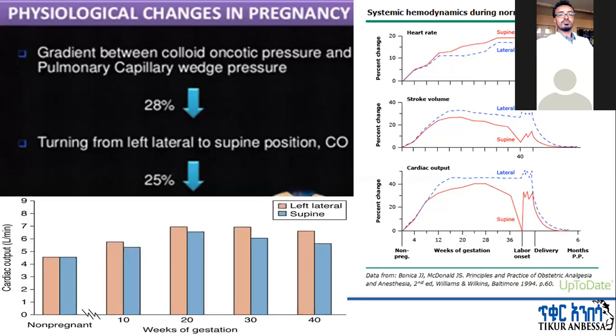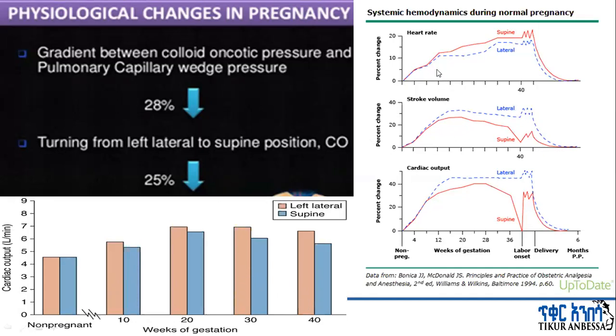And the other important thing is that turning patients from left lateral position to supine position decreases cardiac output by 25%. As you see, the red are left lateral position, the blue are supine position. Whenever a patient assumes supine position at any trimester, there will be a decrease in cardiac output. So see the heart rate, stroke volume, cardiac output decrease significantly whenever a patient assumes a supine position. So there will be a 25% decrease in cardiac output during supine position.